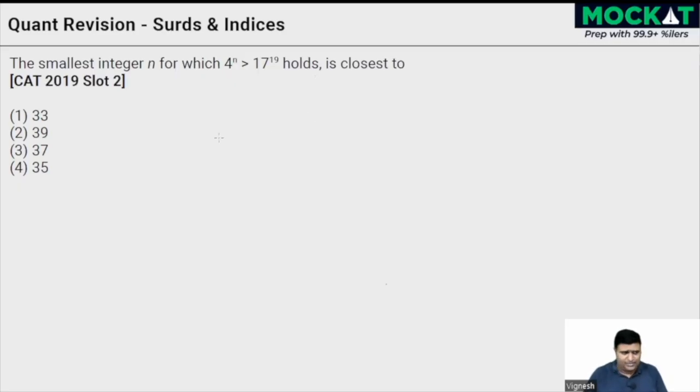Another one which came up, quite an interesting one. The smallest integer n for which 4 power n is greater than 17 power 19 holds, is closest to which one? Now, 4 power n is greater than 17 to the power of 19. And it's quite difficult by just observing or looking at this.